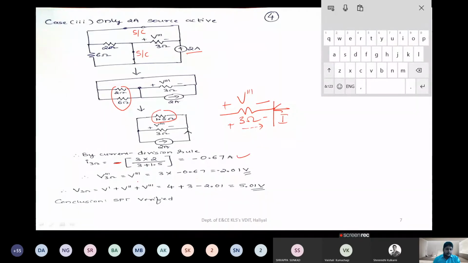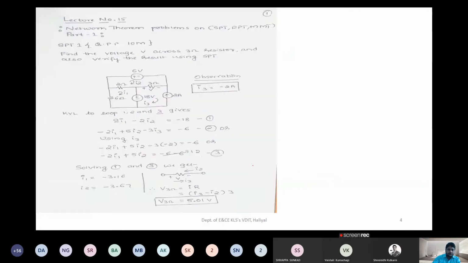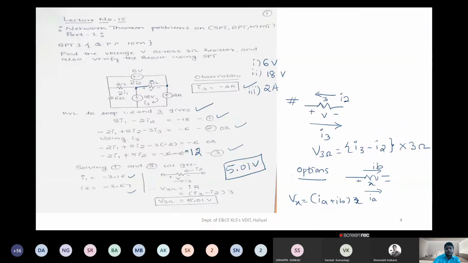So voltage across this will be what now? 3 multiplied by current. So what is the value? Minus 2.01. So now you add up all the results. First result was 4, second is 3, third one is minus 2.01. So what you get is 5.01. So hence we can say that we can verify the superposition theorem. So this voltage we are getting, 5.01, is it the same or not as what we got here? 5.01, right?